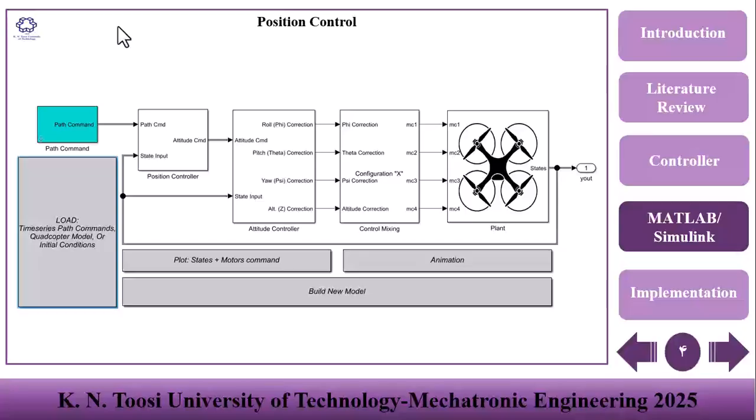Now, this block diagram shows how the position controller generates commands for roll, pitch, yaw, and altitude, which are then sent to the motors. The plant represents the quadrotor that updates its state based on these commands.